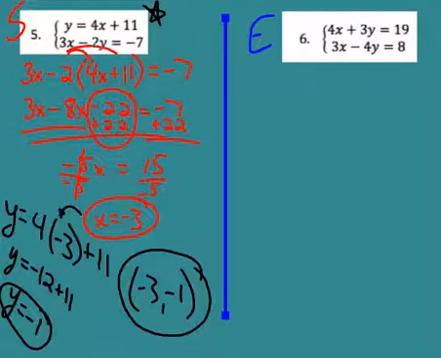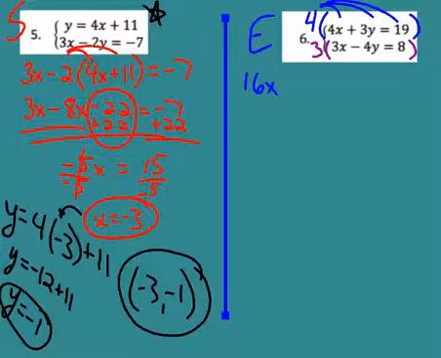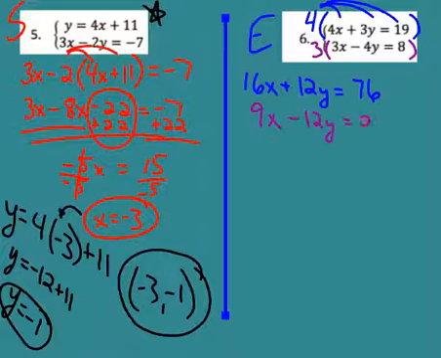So that top equation, let's go to 12. This one, I'm thinking 12. This one, I'm thinking 3. Okay, so here I distribute. I get 16x plus 12y equals 4 times 19 is 76. That second one, 3 times 3 is 9x minus 12y equals 24.